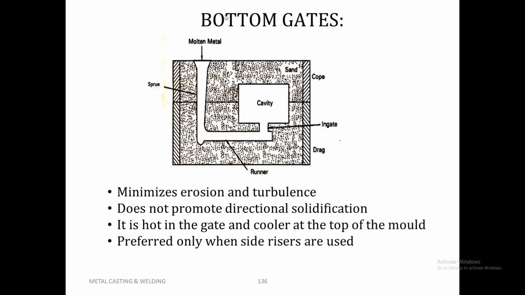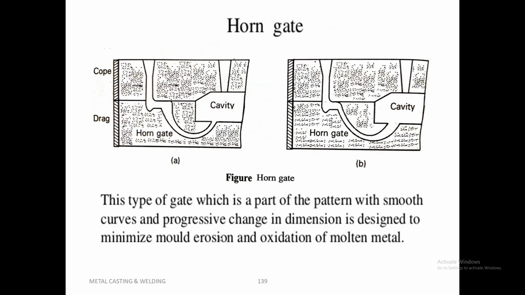There are different types of bottom gates. One that we talk about is horn gate. So horn gate is a type of bottom gate that resembles the horn of a cow. This type of gate, which is a part of the pattern with smooth curves and progressive change in the dimension, is designed to minimize the mold erosion and oxidation of the molten metal. However, the horn gate is prone to jet effect.